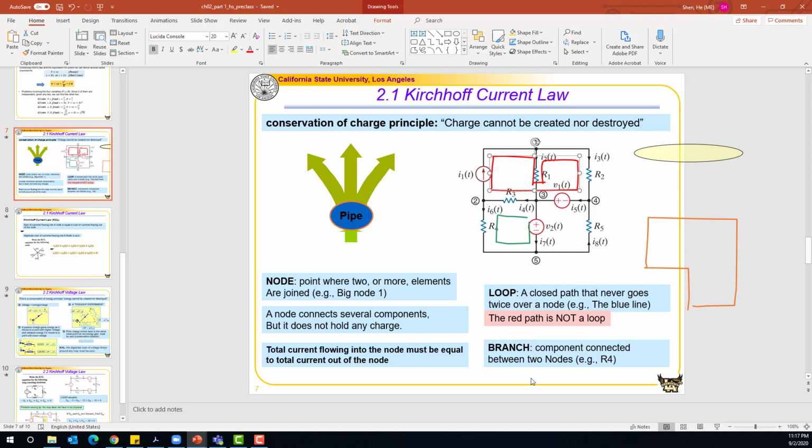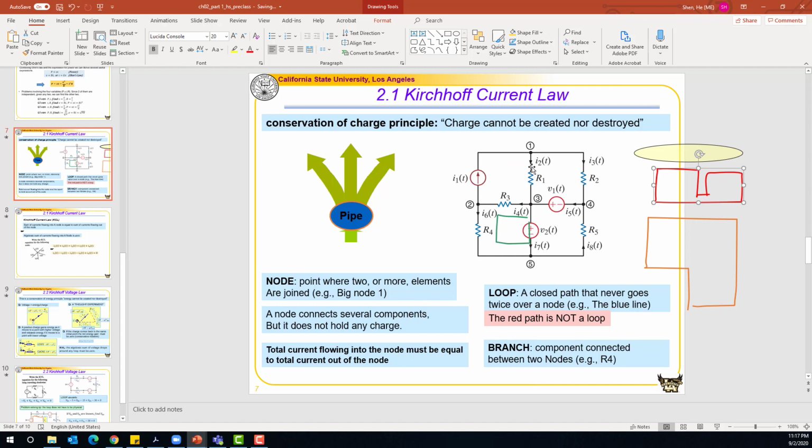Another concept is called a branch. A branch is a component connected between two nodes. For example, this is a branch between node 1 and 3. This is a branch that has one component, R1. Between node 1 and 4, there is one branch. And between 2 and 3, there is one branch. Between 3 and 5, there is another branch with a voltage source.